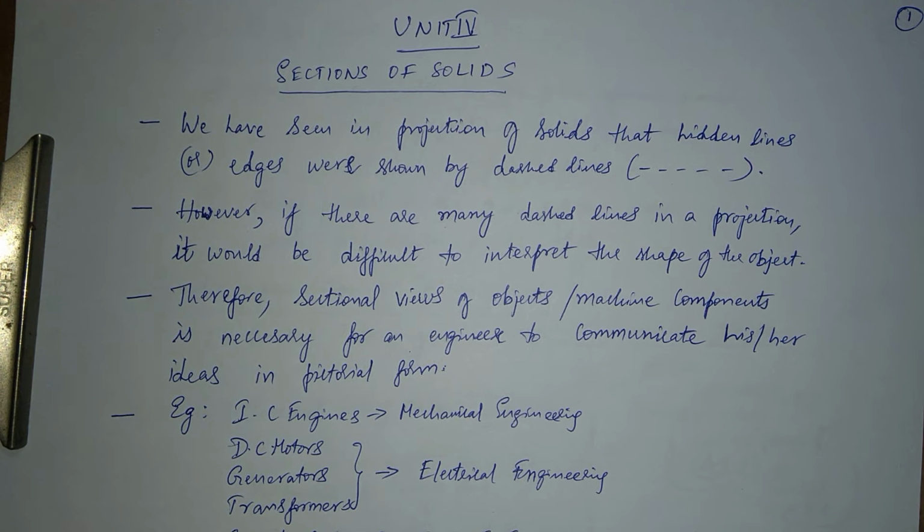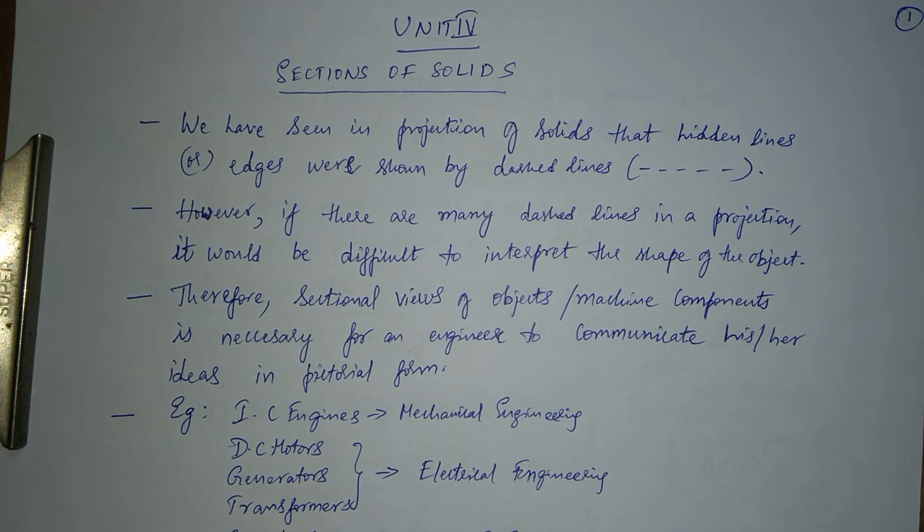Dear students, we'll get started with the next topic of discussion. We'll talk about sections of solids, which is our unit 4. We have seen in the projection of solids that the hidden lines or edges were shown by dashed lines. We have drawn several solids, be it prisms or pyramids, cylinders or cones.